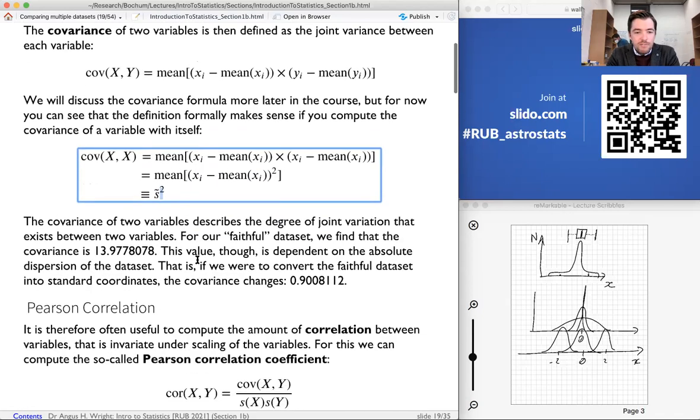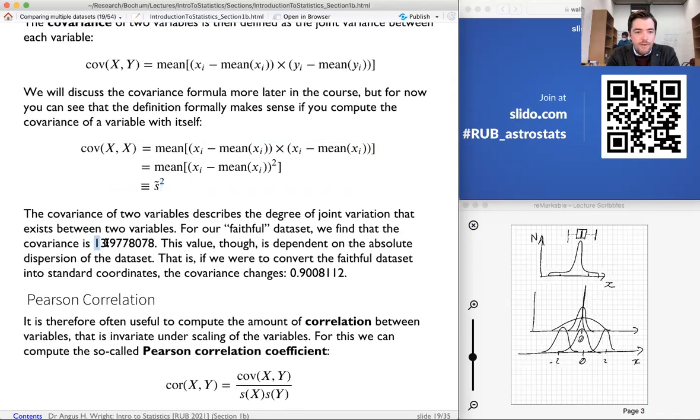So we can look at our faithful data set and we can calculate that the covariance of that data set is 13.977. Well, 978. But that number isn't really meaningful to us. I mean, it might be meaningful to somebody who understands what the covariance is in physical terms, but for the moment, that's just really a number. And I don't know what the scale of that number is. I don't know what it's supposed to be. And most importantly, if I scale the data, so if I convert the data to standard coordinates, that number changes. So the covariance changes when I scale the data, which is a bit weird.